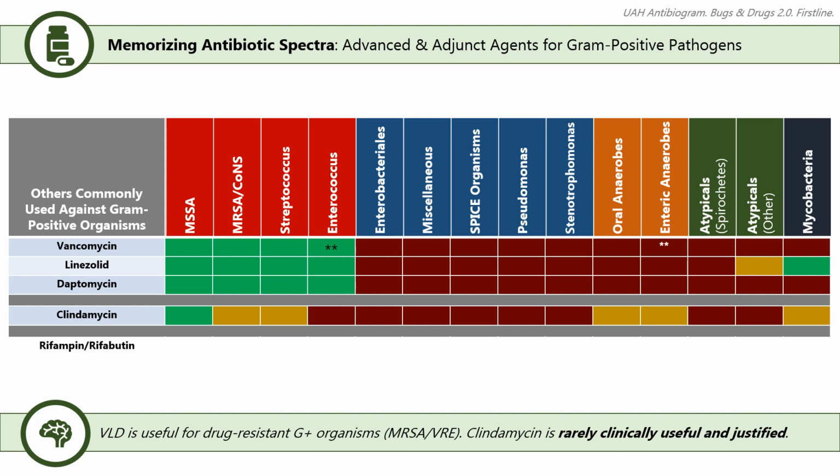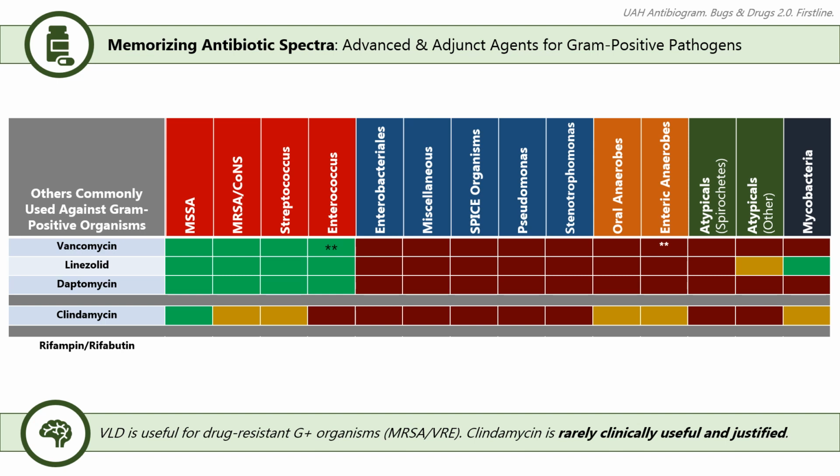Clindamycin is a lincosamide antibiotic closely related to the macrolides, but with a very different spectra of activity. As you can see, although it has some reliable MSSA coverage, depending on your antibiogram, it has unreliable activity for MRSA and CoNS, as well as does not reliably cover Streptococcus.